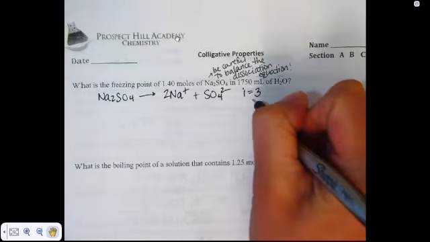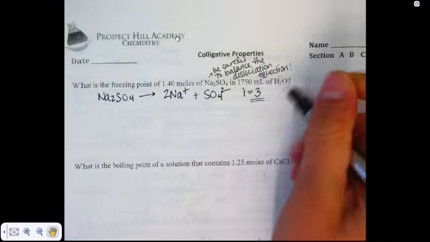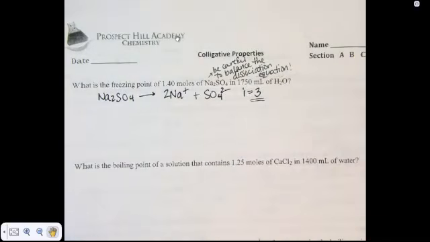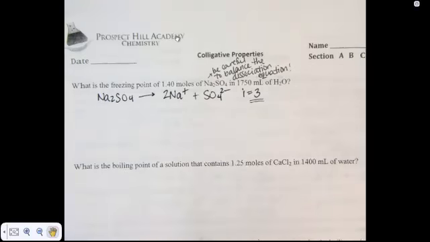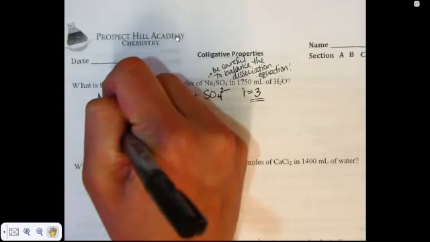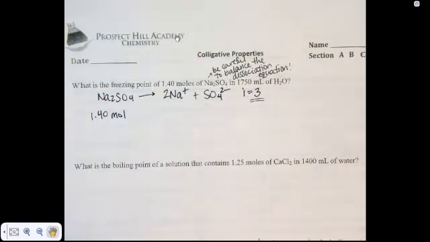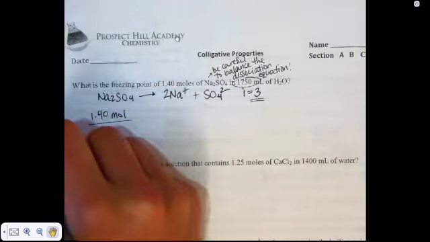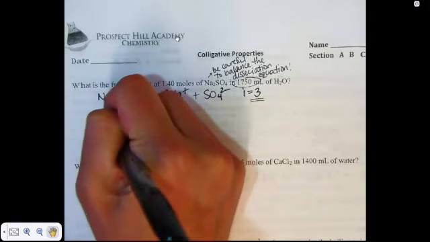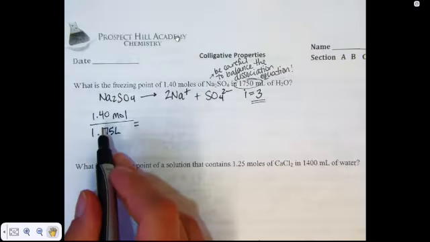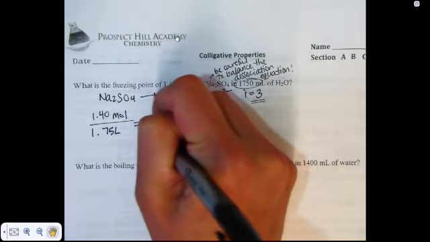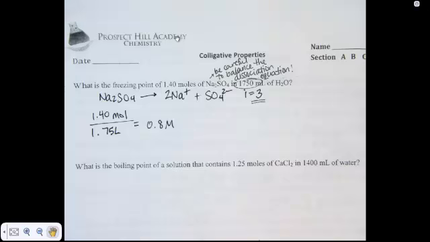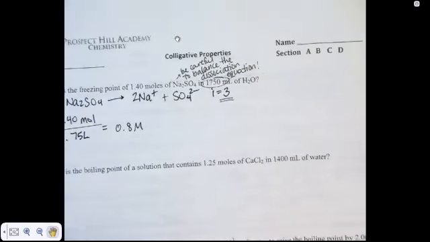So the more particles you have, the more powerful this solute is in changing the boiling or the freezing temperature. And let's see, in this case, they just gave us 1.40 moles. How nice, we don't have to convert to moles. And we have milliliters, so I'm going to divide by 1,000, and that will give me 1.75 liters. So now we have moles over liters, and that gives 0.8 molar.